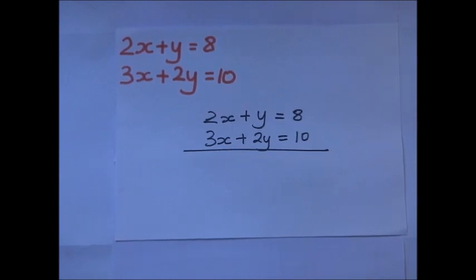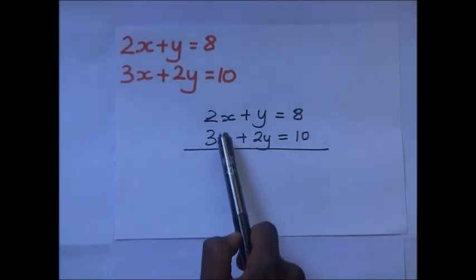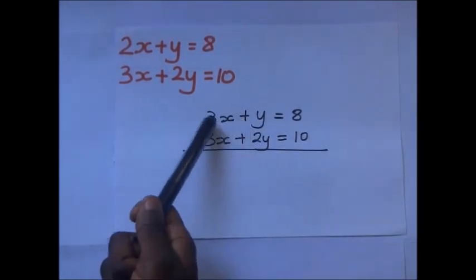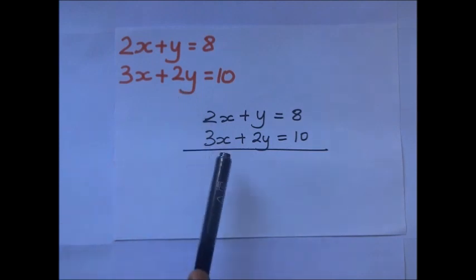So what do we do? In a circumstance like this, we look at the coefficients of the variable we want to eliminate, and then we interchange them so that they look the same. Let's decide now that we want to eliminate x. If you look at the coefficient of x here, it is 2. The coefficient of x here is 3.